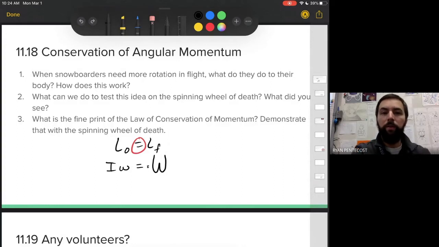Now, what can we do to test this idea on the spinning wheel of death, and what did you see? So we have this thing in class called the spinning wheel of death. Spinning wheel of death because it's really dangerous to use, and only I, the teacher, and past teachers use it. We don't really let students use it. So I'm going to show you guys what we're talking about here.